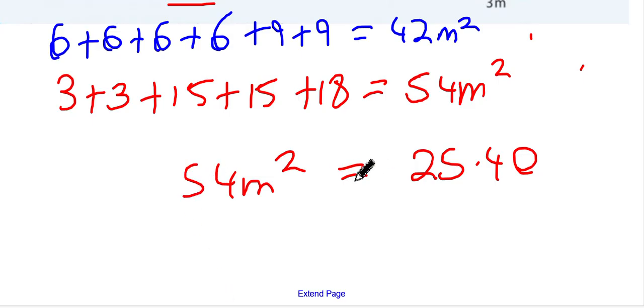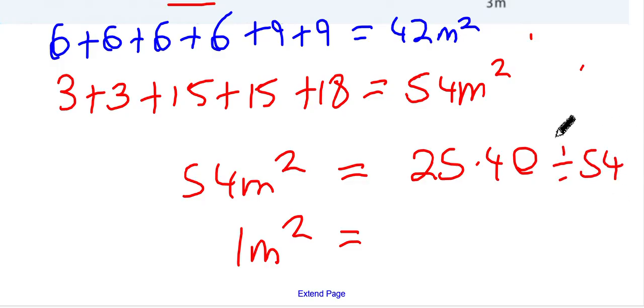Now, 54 meters squared costs €25.40. What would 1 meter squared of the fabric cost? More expensive or cheaper? 54 times cheaper. Divide by 54. And somebody give me an answer for that. 0.47. So €0.47. Okay.